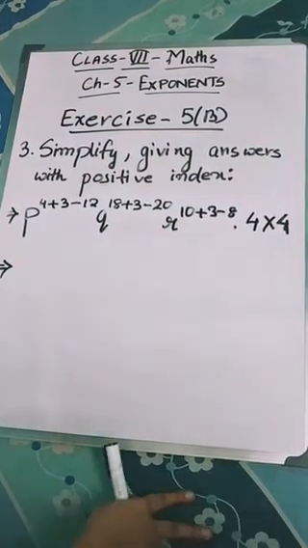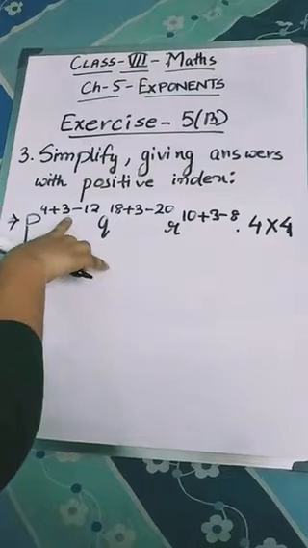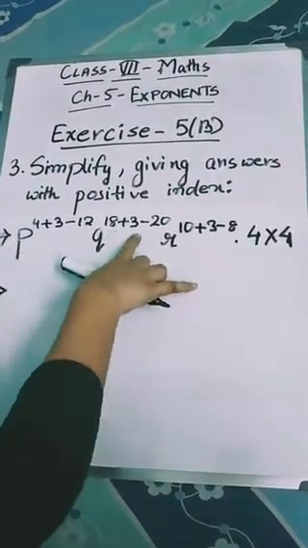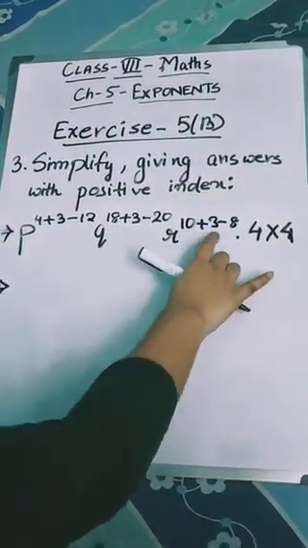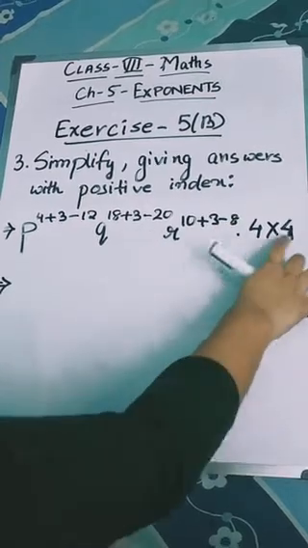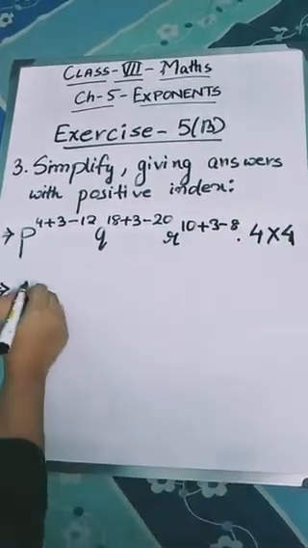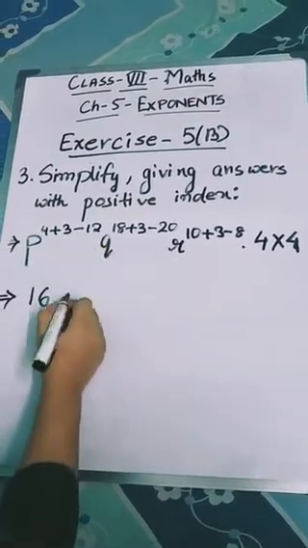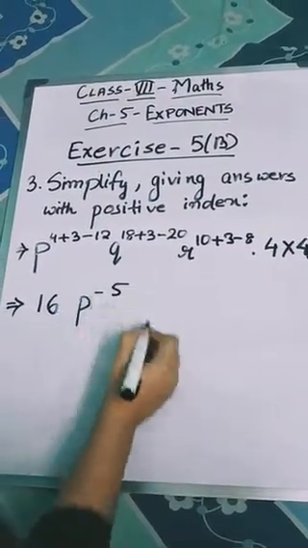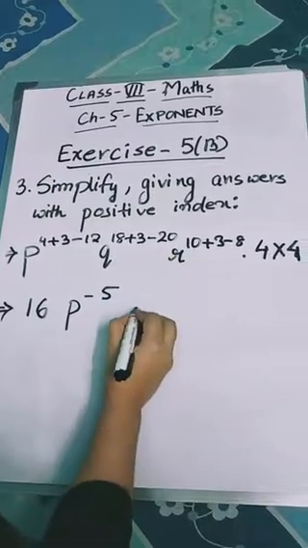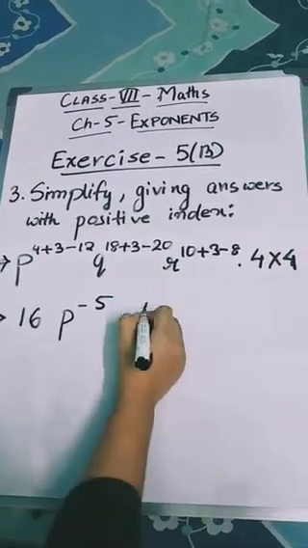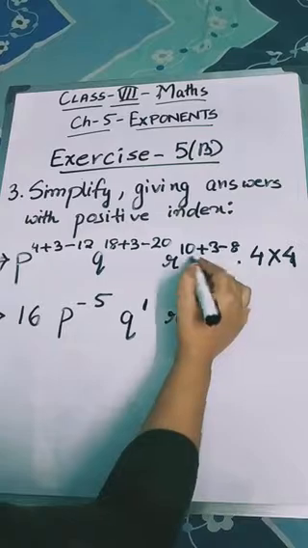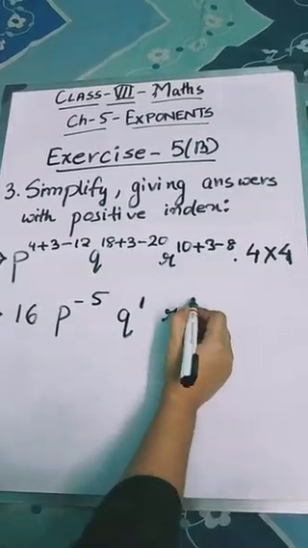After solving that, what will you get? p to the power 4 plus 3 minus 12, q to the power 18 plus 3 minus 20, r to the power 10 plus 3 minus 8, and 4 into 4 was left. So 4 4s will be 16. p 4 plus 3 minus 12 means 7 minus 12 will be p to the power minus 5. 18 plus 3 will be 21. So q to the power 21 minus 20 will be 1. r to the power 13 minus 8, that will be 5.